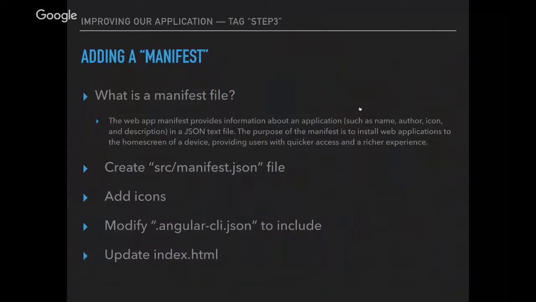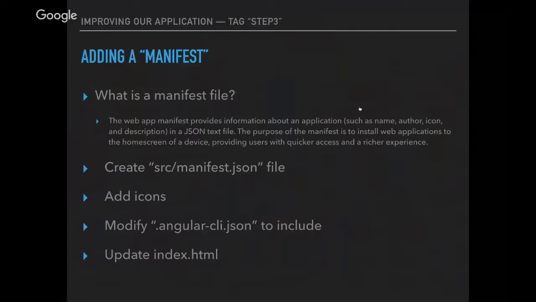So what is a manifest.json file? This is a definition from the W3C. The web app manifest provides information about an application, such as the name, author, icon, description, etc., in a JSON text file. The purpose of this manifest is that when you install web applications to the home screen of the device, it provides the user with quicker access and a richer experience. So when you set the description, icon, name, etc., and they save this to their home screen, it'll use that icon and display that name. So it looks like they installed it via the App Store, which is pretty cool.